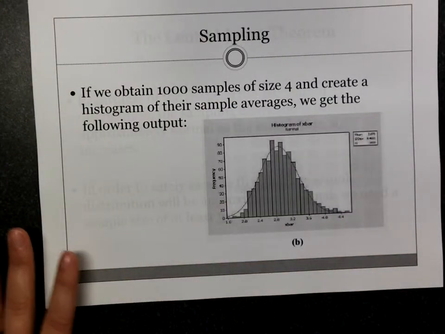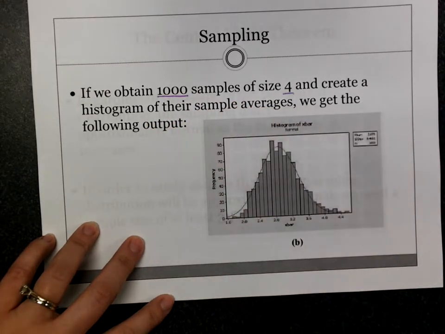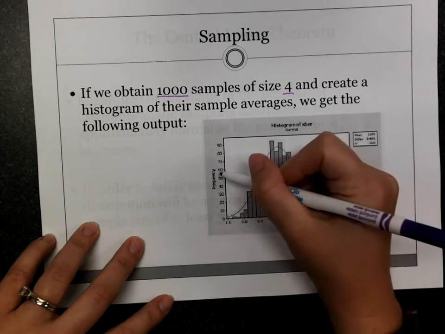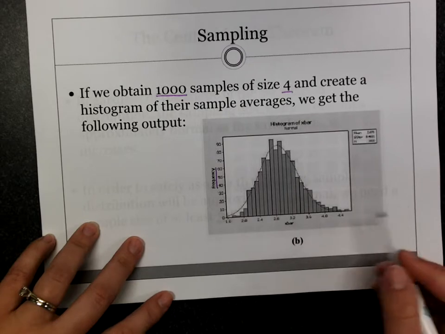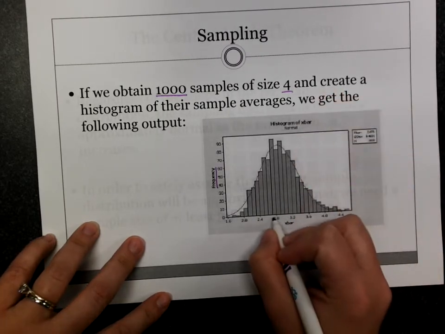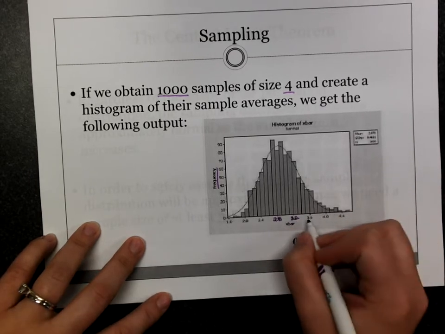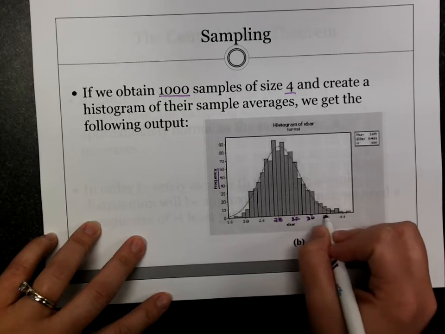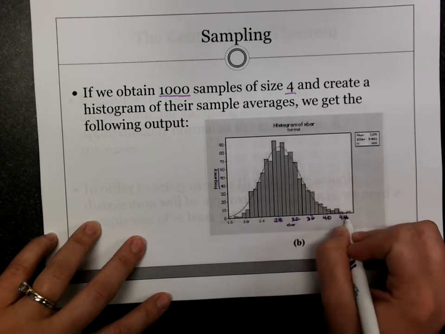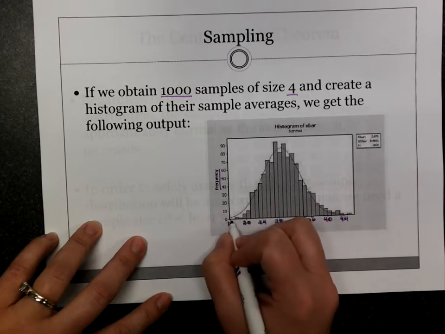But a computer software program obtained 1,000 samples of size 4. So from that population, it pulled out samples of size 4, repeated this process 1,000 times, calculated the frequency of each of these values, and created this histogram. I know these numbers are a little blurry. This is 2.8, and this is 3.2, 3.6, 4.0, and 4.4. So it got a little bit more particular with the values.